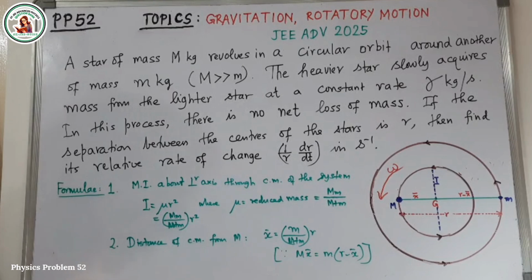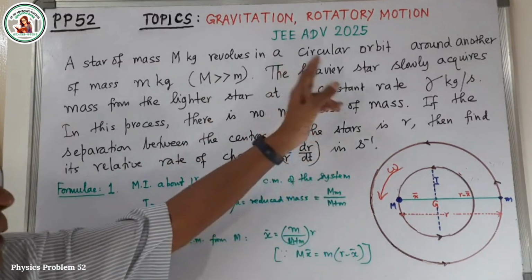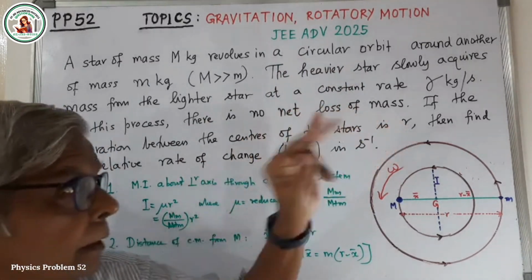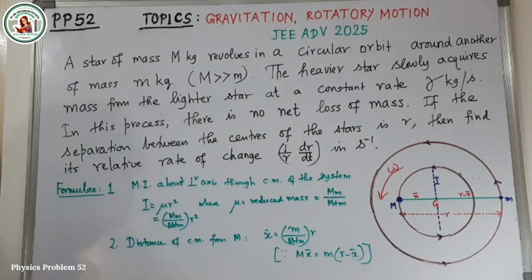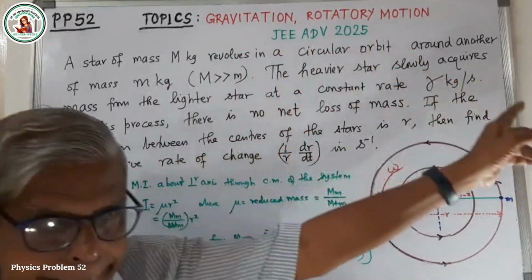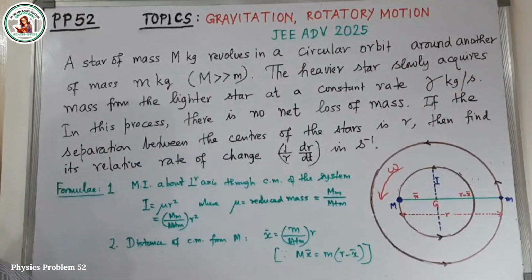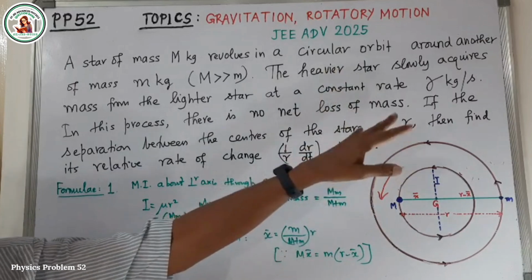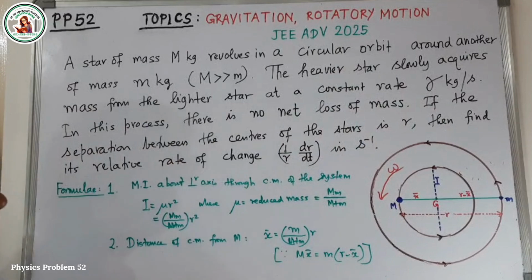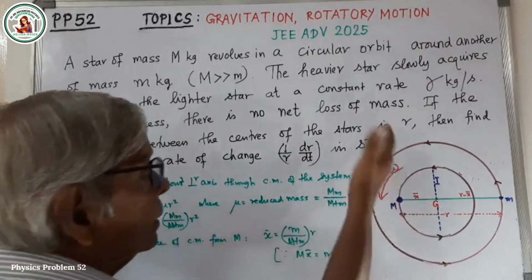Okay, let us today start with our problem number 52. Again, it is from the advanced paper of this year. Topics involved are gravitation, rotatory motion, and center of mass is also involved. That will be part of the steps you will get. You will have to consider center of mass also.